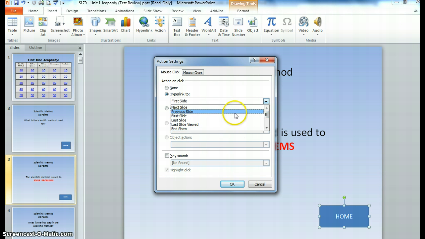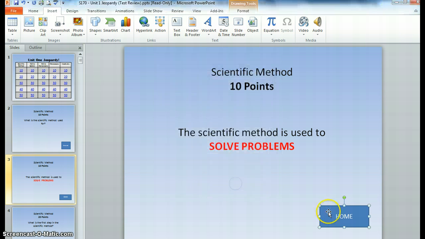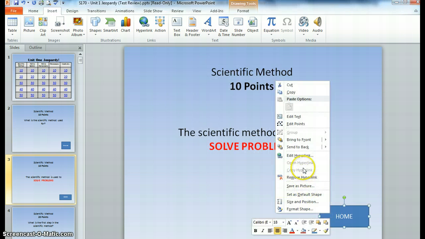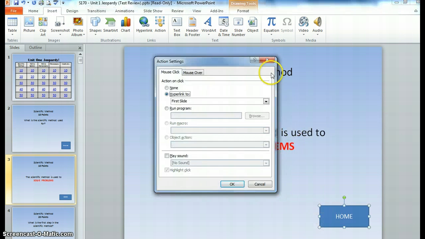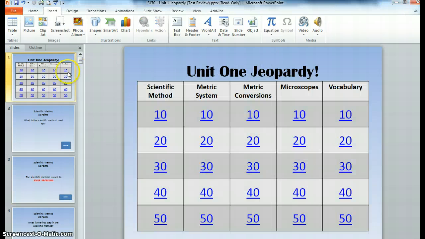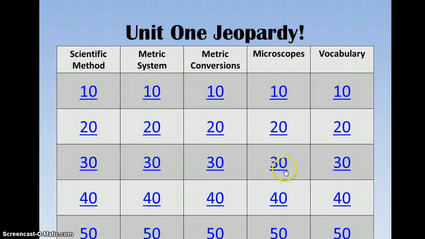So we're good with first slide. And if I edit the hyperlink, just to double check, first slide. If I go to the first slide, it's back to my home board. So now what I'm going to do is show you what that actually looks like in the slideshow. So when the kids are actually participating. So if I were to go to the slideshow, here it is running now, and the students would have picked a point value in a category.